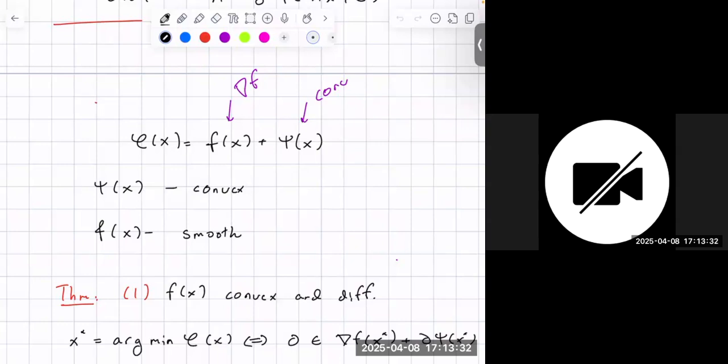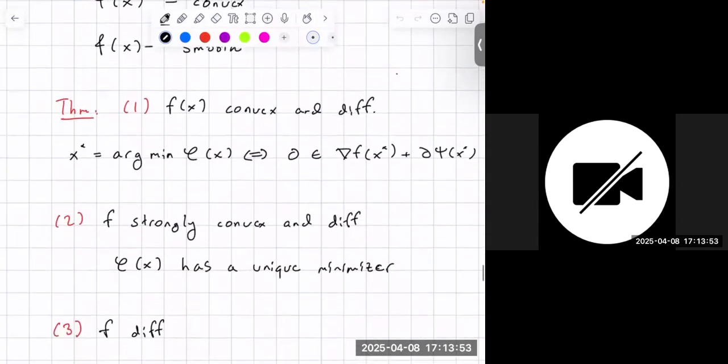But here I have a little more structure. Now I have a differentiable part and I have a convex part. And this is very common. This is a typical situation. So can I say a little more when I have that structure, rather than just talking about the F, which was convex or not?